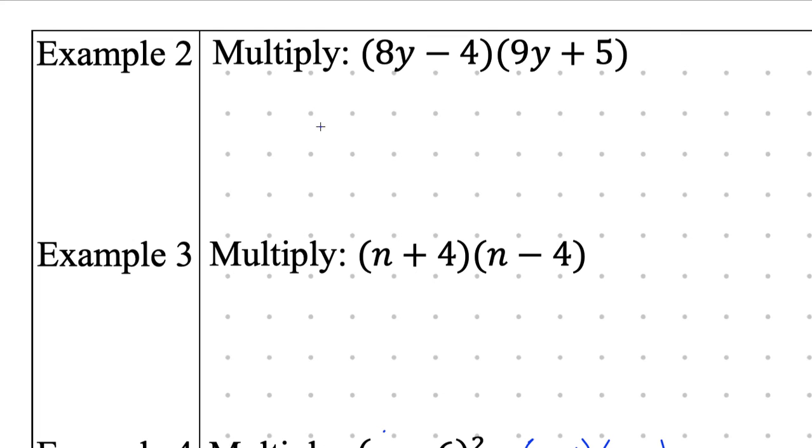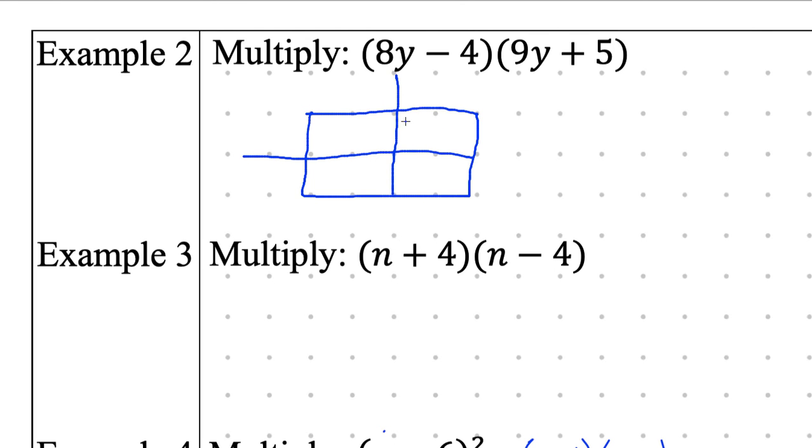The quickest way to make a box is you make a box or rectangle, and then you just make a line that comes up through the top, a line that comes out through the left. And let's label this thing. So I have an 8y minus 4 and a 9y plus 5.